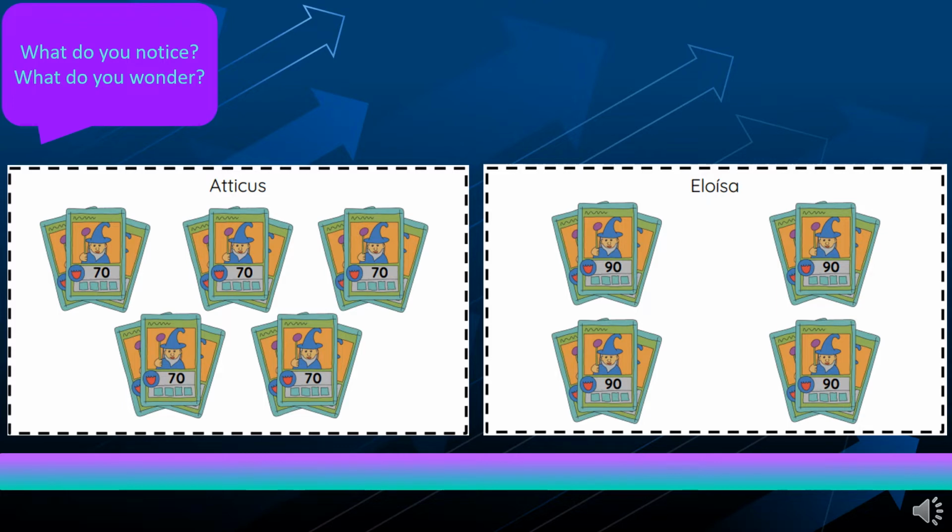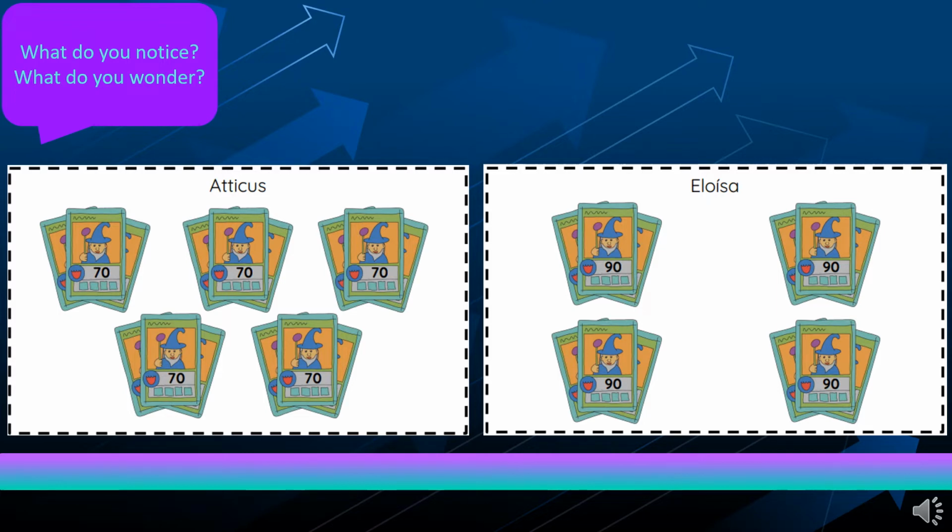What do you notice? What do you wonder? I see some trading cards of two students in the pictures. I notice they're in piles of the same value. I wonder how many cards Atticus and Eloisa have. I wonder which student has more trading cards. I wonder if any are worth more money than my very rare Pokemon cards.